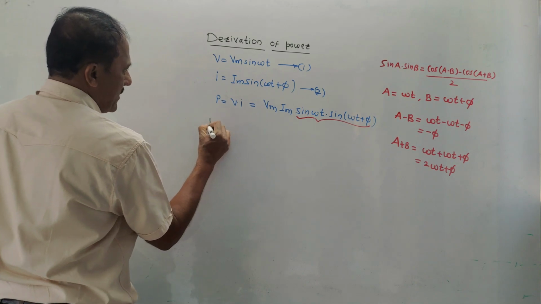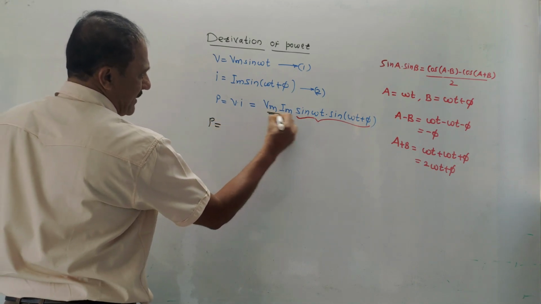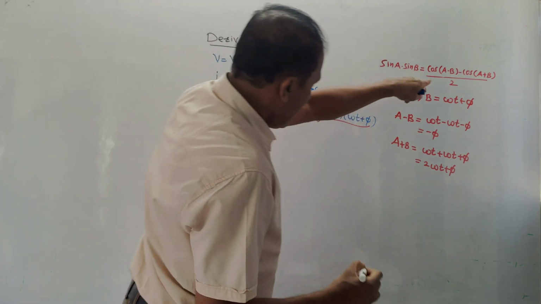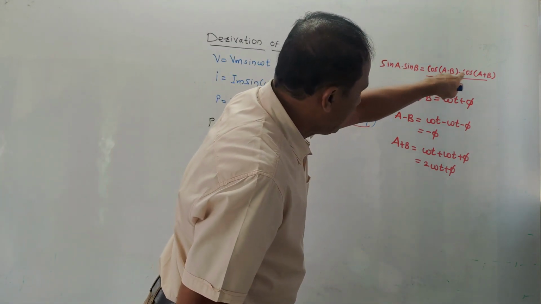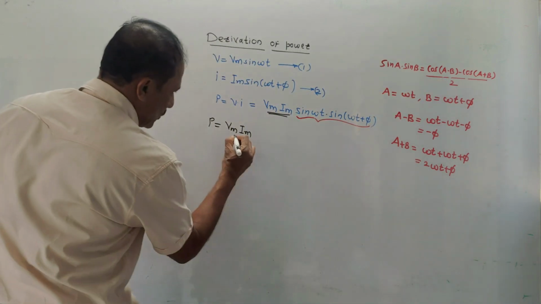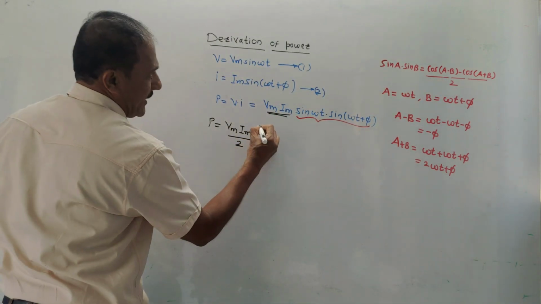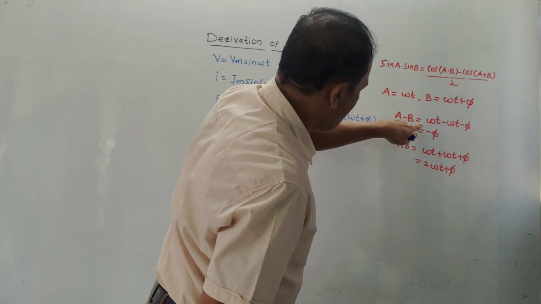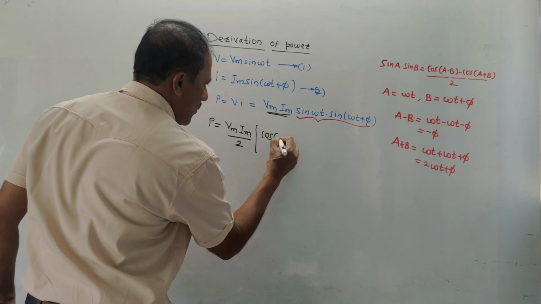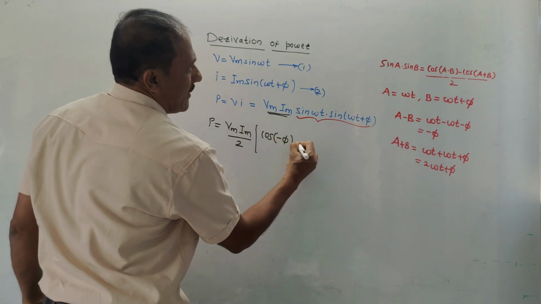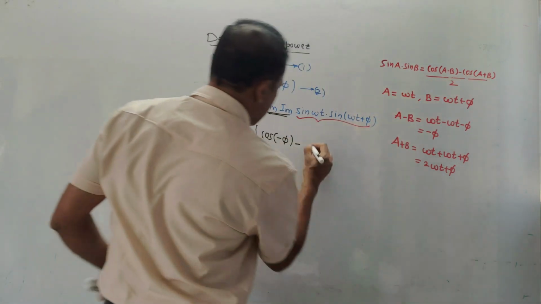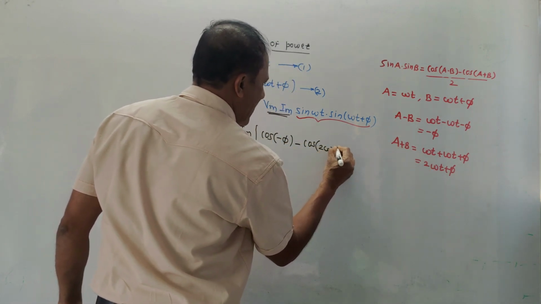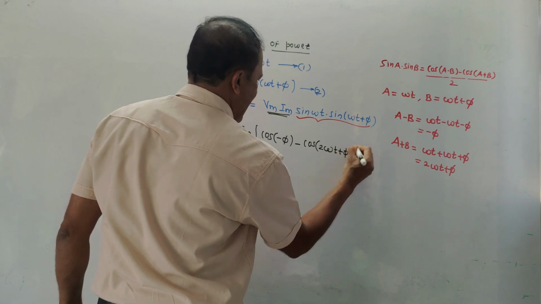Therefore, P is equal to this Vm Im remains as it is. Vm Im. Now, this is cos(A minus B) minus cos(A plus B) upon 2. So this upon 2 I will write over here in the bracket. Cos(A minus B), we have A minus B as minus phi. So I will write cos of minus phi minus cos(A plus B). Cos(A plus B) is this term, 2 omega t plus phi.